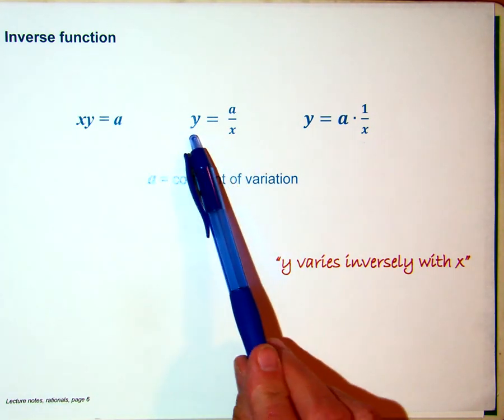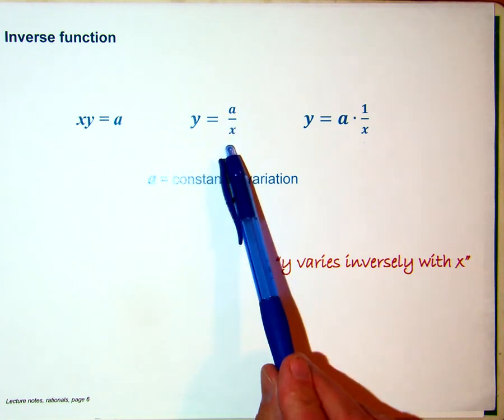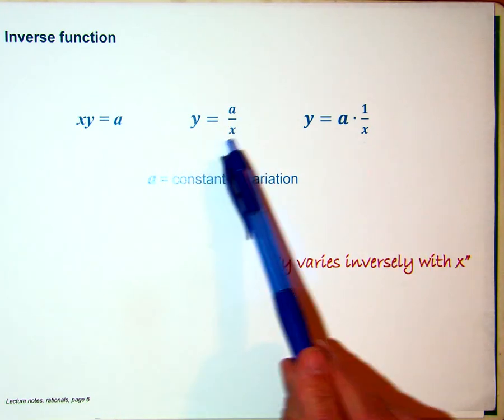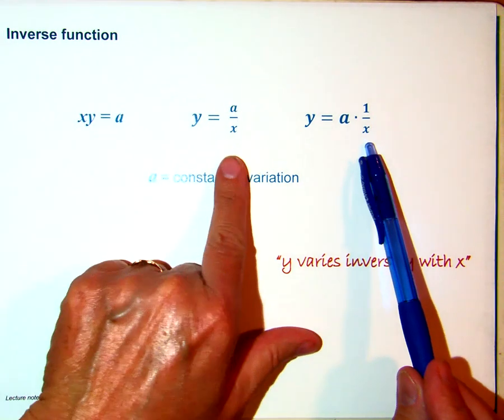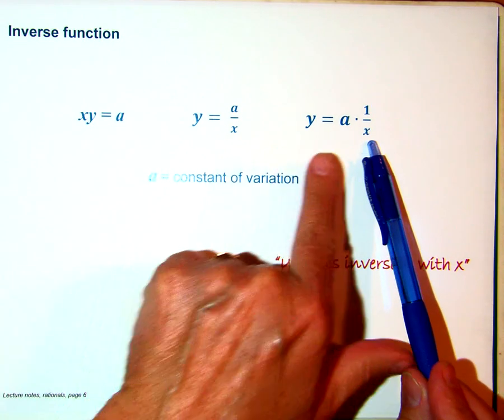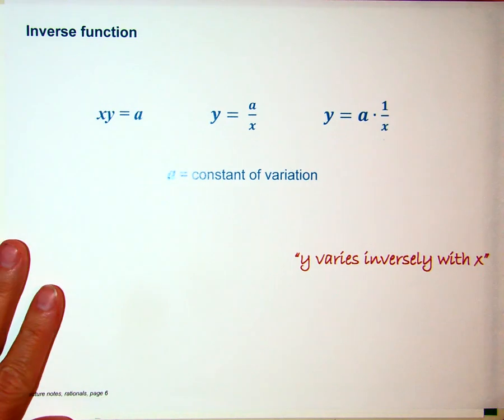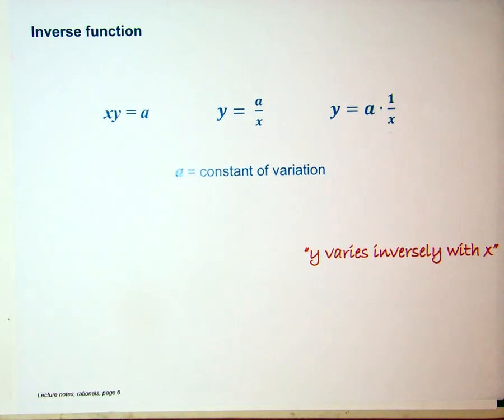You can write it in calculator-friendly form by isolating the y. And you can also think of this as the same as that. Now you can see that those are the same thing. It's just if you'd rather see it on its own. In this case, we call a the constant of variation. The way we say it is y varies inversely with x. So if you see that in a problem or in a situation, then you're going to say, aha, inverse variation.